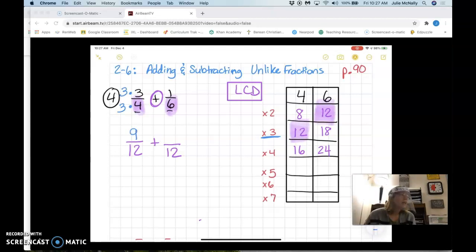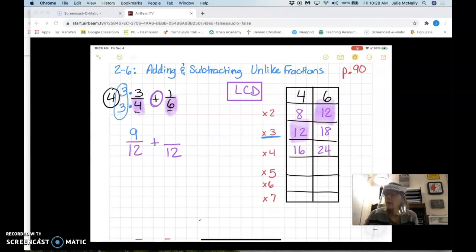Okay. So now I've made a new fraction, but it is equivalent or equal to 3/4. It is just a different version of 3/4. Okay. They both mean the same amount. 9/12 is the same as 3/4. And I know that because I multiplied the bottom and top by the same number, the threes.